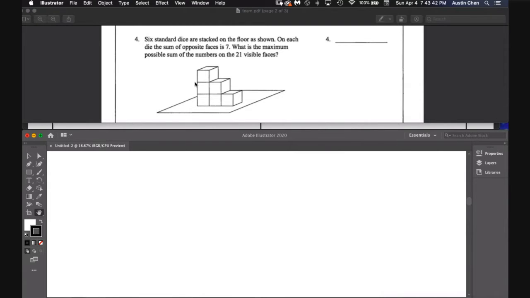So if you count all the faces of these cubes here that are on the outside and are not touching the ground, you will count 21. So then you can figure out it's just talking about the outward facing faces. So yeah, we want to find the maximum sum of that, and it tells us that on each die, the opposite faces always sum to 7.